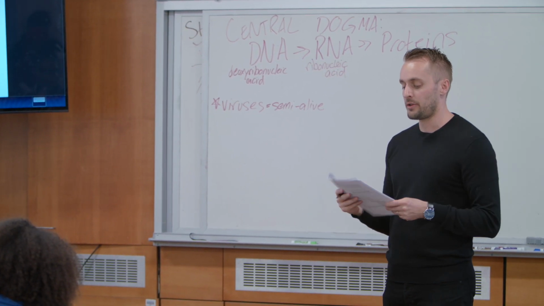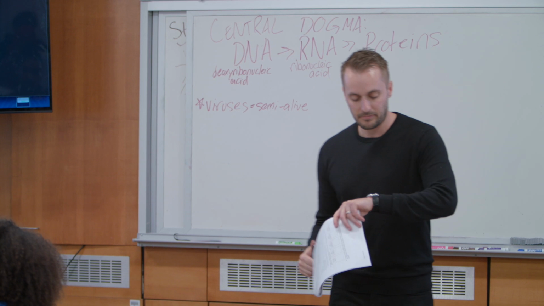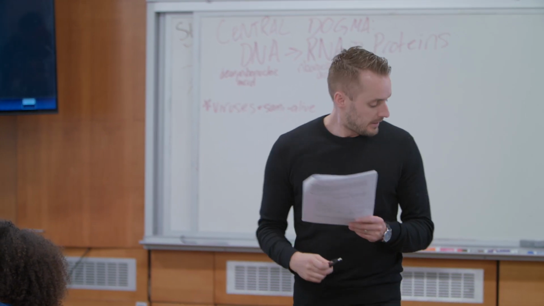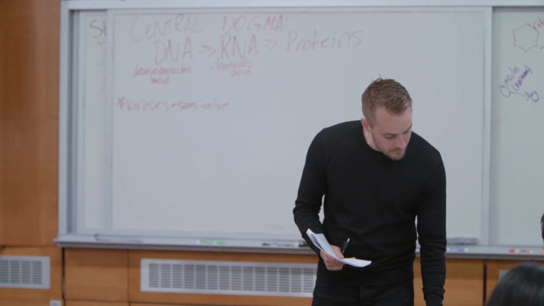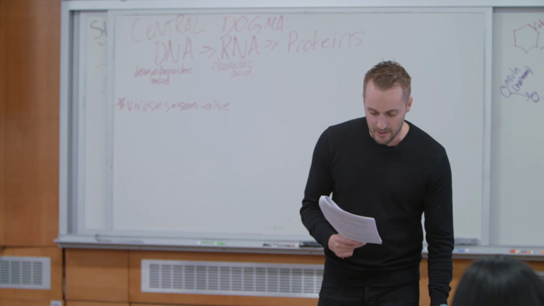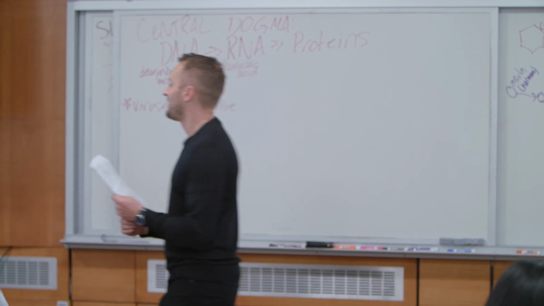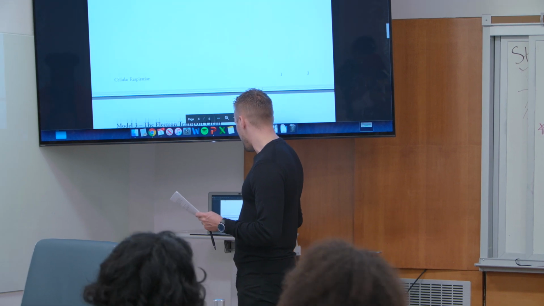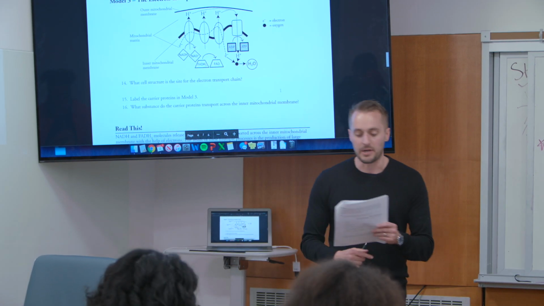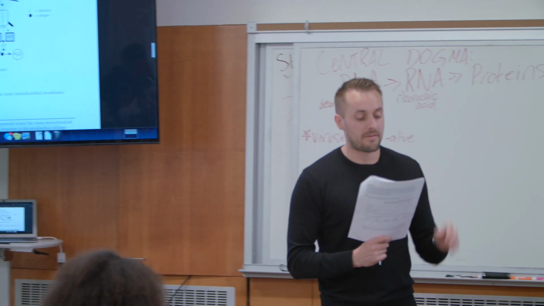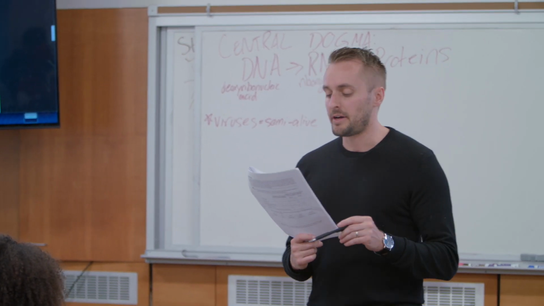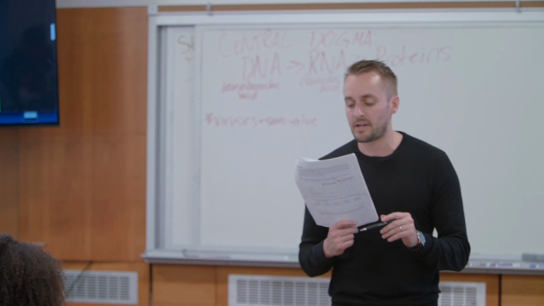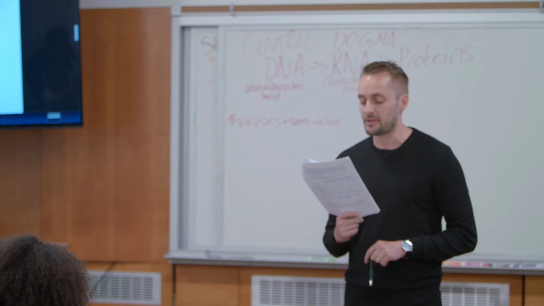All right, let's go to the next part, Model 3. The electron transport chain. All right, so this is a little diagram here. This is the next step of cellular respiration. We have our outer mitochondrial membrane there. We have our mitochondrial matrix. We have a couple of things there. So let's look at this.